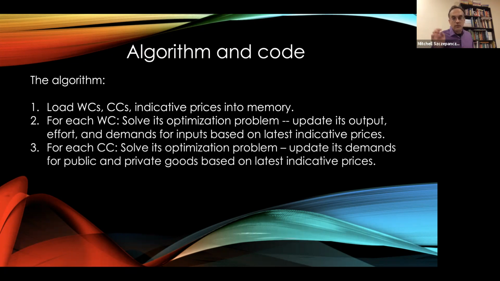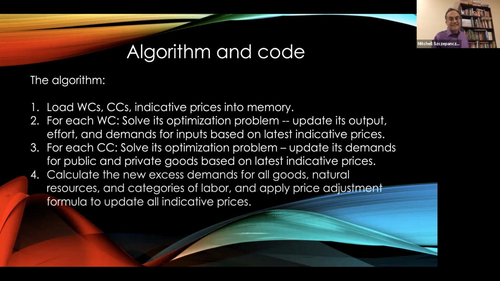Same thing, kind of, for a consumer council. We're solving its optimization problem. Given the latest indicative prices, update its demands for public and private goods. Step 4, we then calculate the new excess demands for all goods. That is, we figure out what the mismatch is, if there is one, between supply and demand for all goods, all natural resources, and all categories of labor within the economy. And then we apply a price adjustment formula, which we'll see in a moment, to update all of those indicative prices.